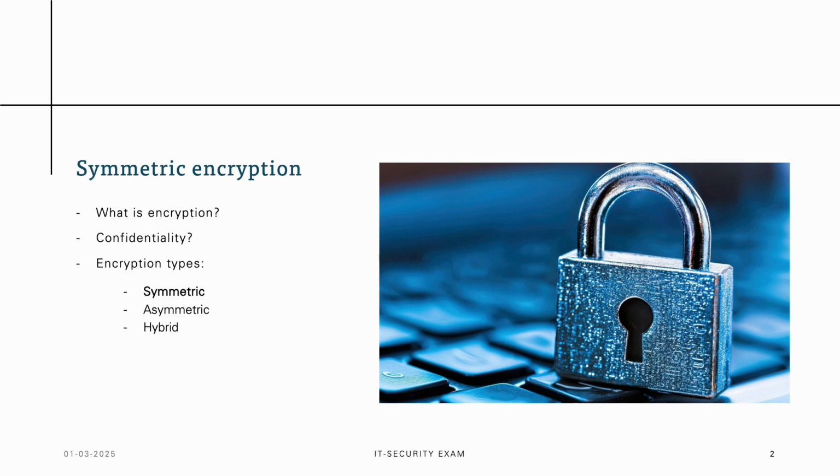TLS is a great example of hybrid, and we use this widely in HTTPS because asymmetric encryption is mathematically heavy and thereby very slow. So once the key is exchanged safely with asymmetric encryption, we switch back to symmetric encryption, which is much faster.